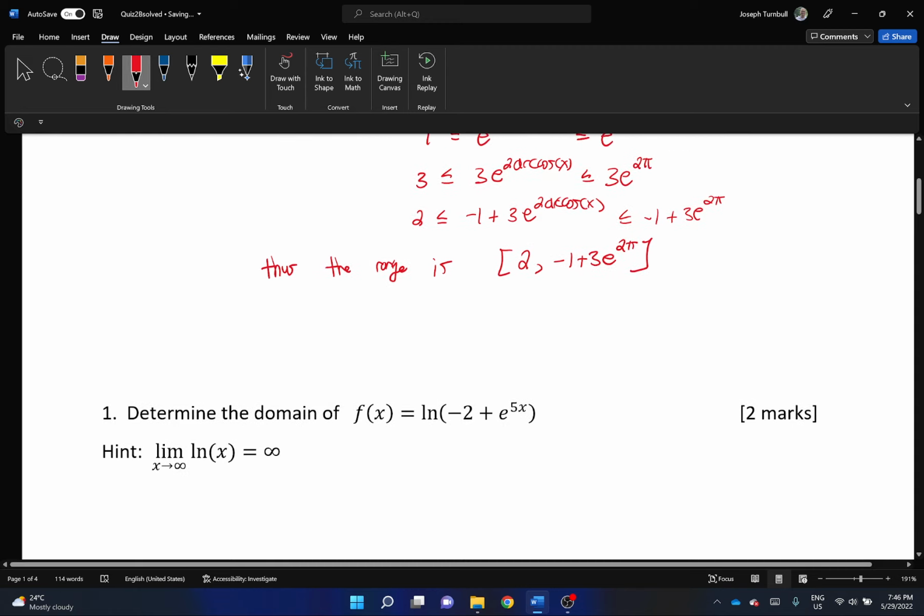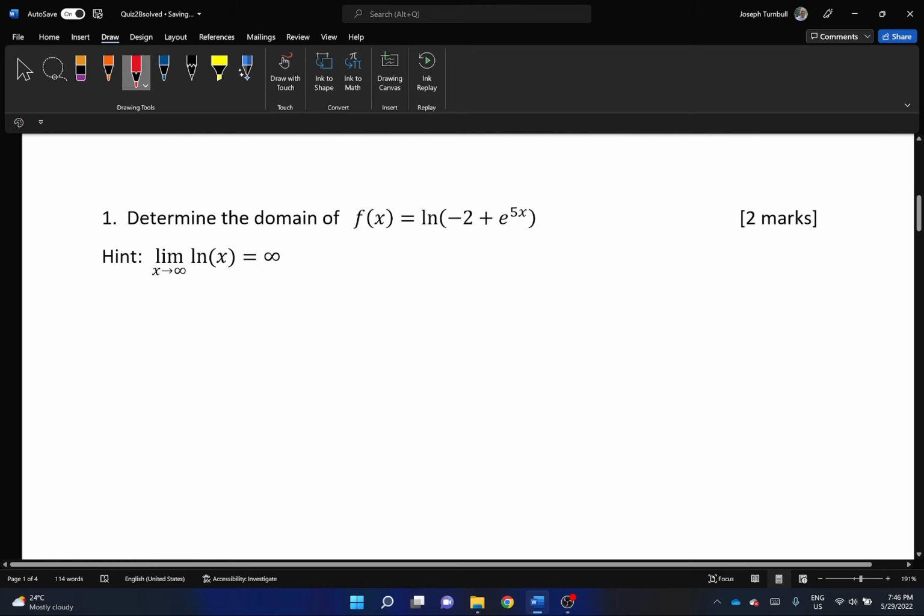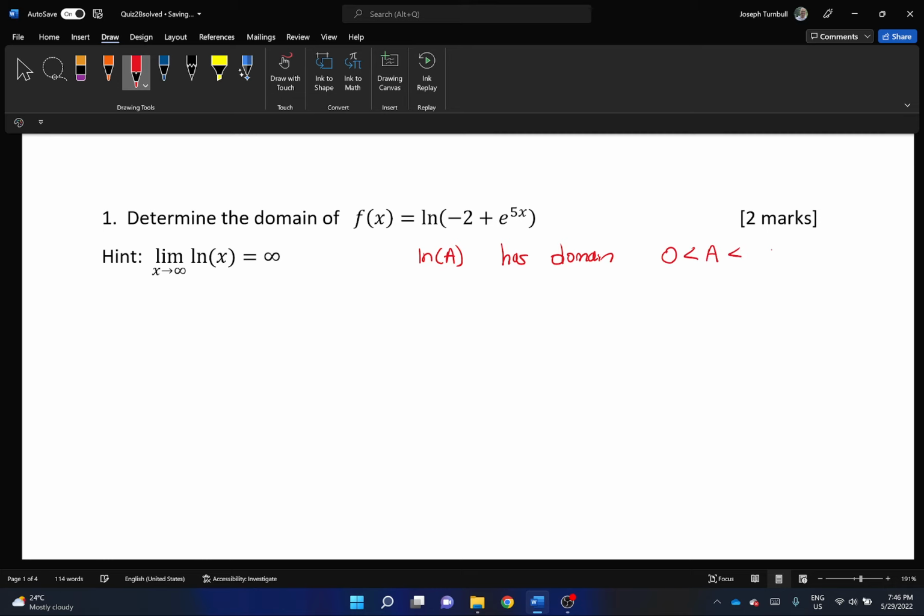Okay, second question asks us for the domain of f of x equals the ln of -2 plus e to the 5x. First thing to note is that ln of a has domain 0 less than a less than infinity. You cannot plug negatives and you cannot plug 0 into a log function. So it doesn't matter what I have inside that function there, that's essentially a. Now I'm going to embed that into this inequality.